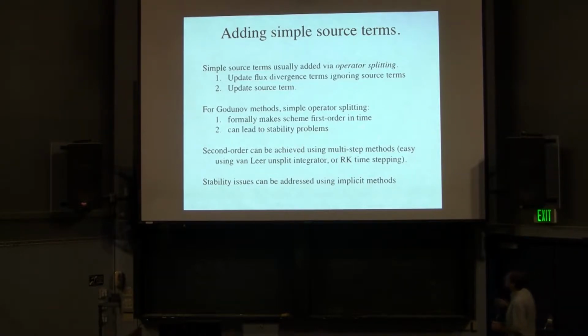For Godunov methods, this kind of operator splitting formally makes the method only first order in time, so that's a disadvantage. You're lowering the formal accuracy of the scheme. And more importantly, again, as Paul discussed, this can lead to stability issues if the source terms are very stiff.